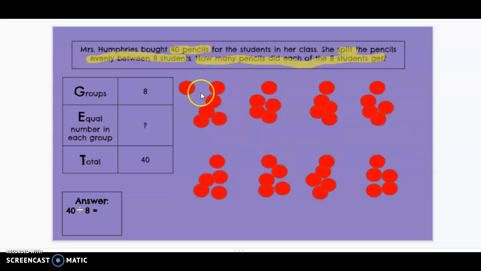So this represents the group of pencils, the equal number of pencils that one student got. This is the equal number of pencils that another student got. The 3rd student, the 4th student, the 5th student, the 6th student, the 7th student, and the 8th student. So let's count how many pencils each student got. 1, 2, 3, 4, 5.